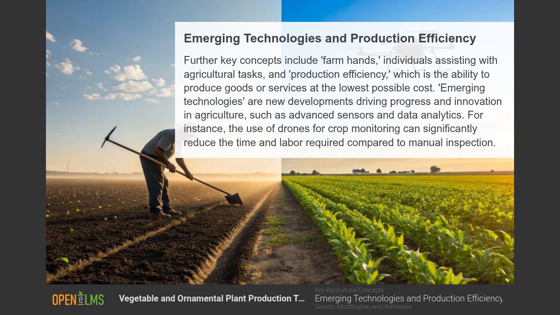Emerging technologies and production efficiency. Further key concepts include farm hands, individuals assisting with agricultural tasks, and production efficiency, which is the ability to produce goods or services at the lowest possible cost. Emerging technologies are new developments driving progress and innovation in agriculture, such as advanced sensors and data analytics. For instance, the use of drones for crop monitoring can significantly reduce the time and labor required compared to manual inspection.